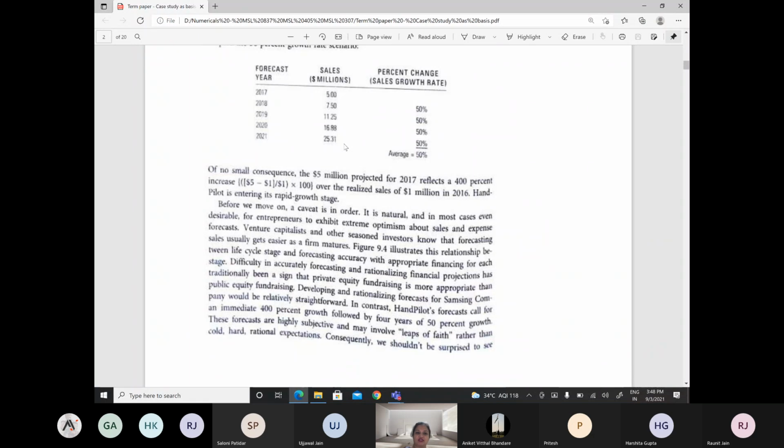Of no small consequence, the $5 million projected for 2017 reflects a 400% increase. As you can see, 2016, it was just 1 million. And from there, it has jumped to 5 million. So this shows that Handpilot has moved from its survival phase and entered its rapid growth phase. So that is an exponential jump. And then there's a high growth rate that is associated. Okay.